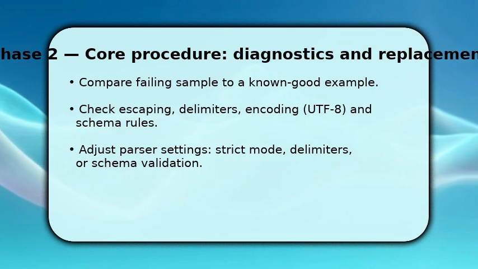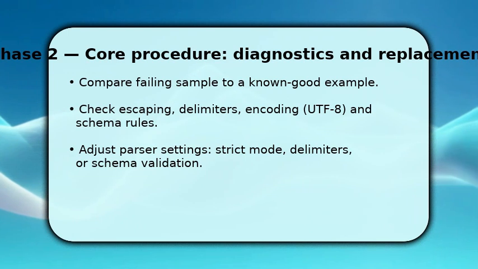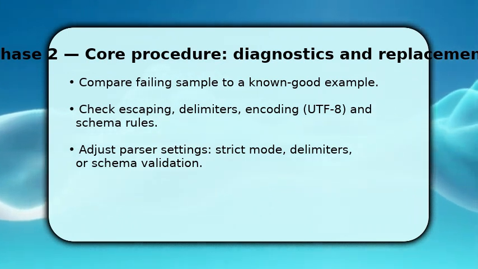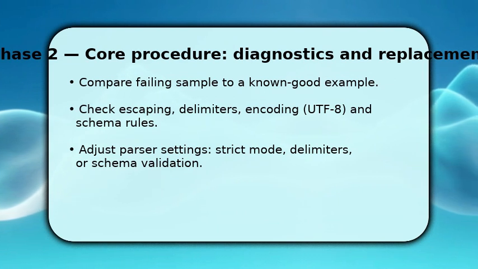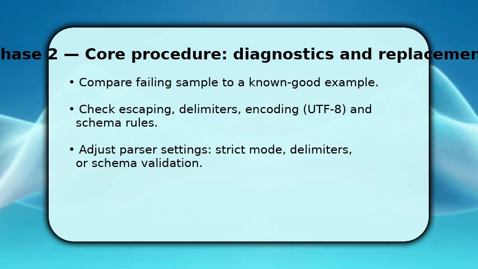Run a quick encoding check, make sure the file is UTF-8, and toggle strict mode off to see if the parser recovers. If it does, you know the input violates strict rules. Then change the parser's delimiter, escape rules, or schema constraints and rerun until the same line no longer errors.